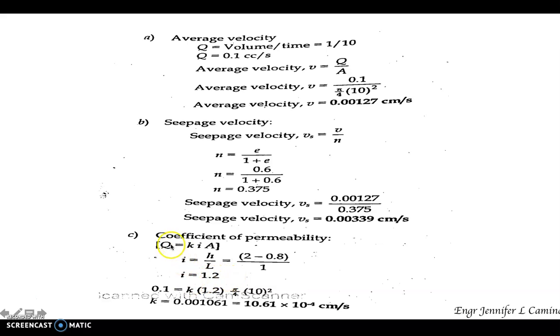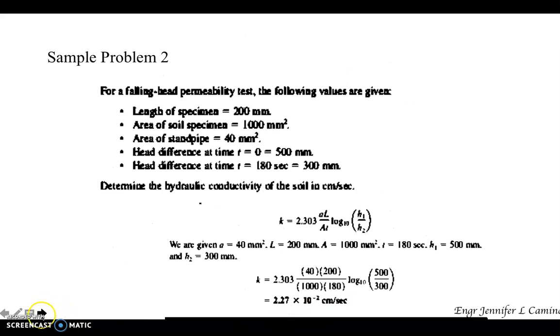You substitute that into this equation so that you can compute the coefficient of permeability, and that gives us 10.61 times 10 to the negative 4 centimeter per second.